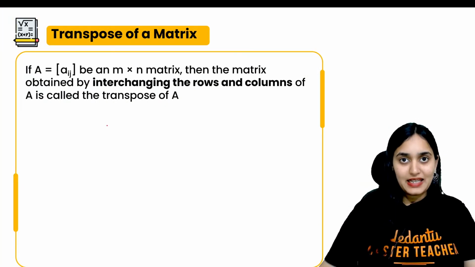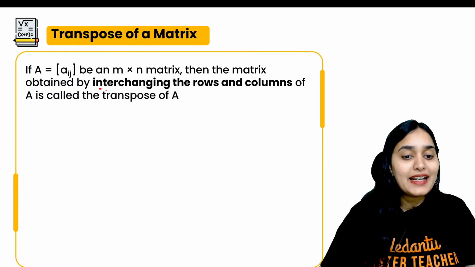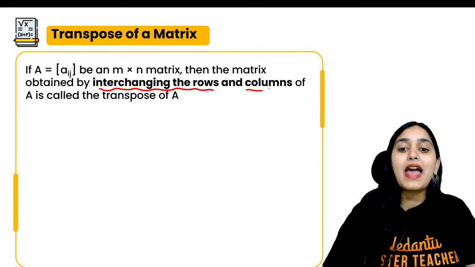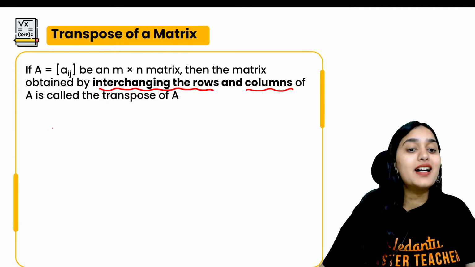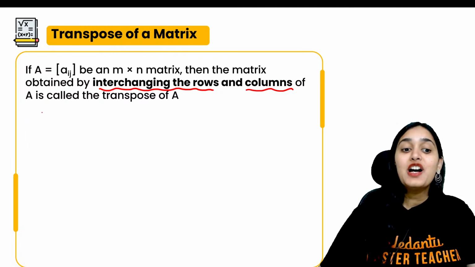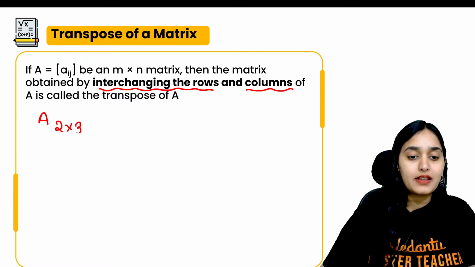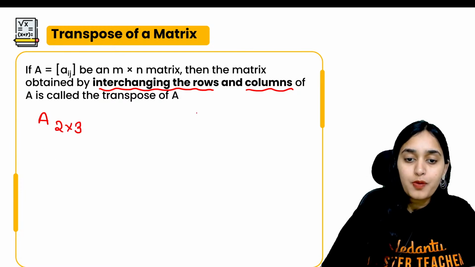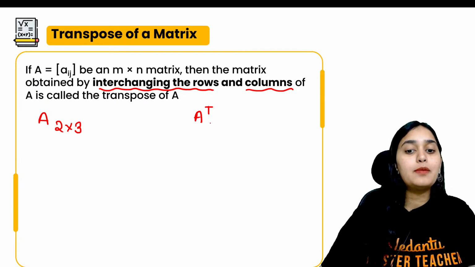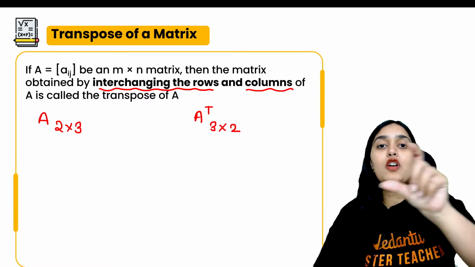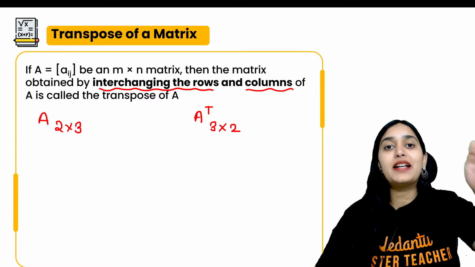Transpose basically means we are just interchanging the rows and the columns of a matrix. So, if your matrix is of order 2 cross 3, the transpose of the matrix will be of order 3 cross 2. How come? Because the rows will become the columns and the columns will become the rows.